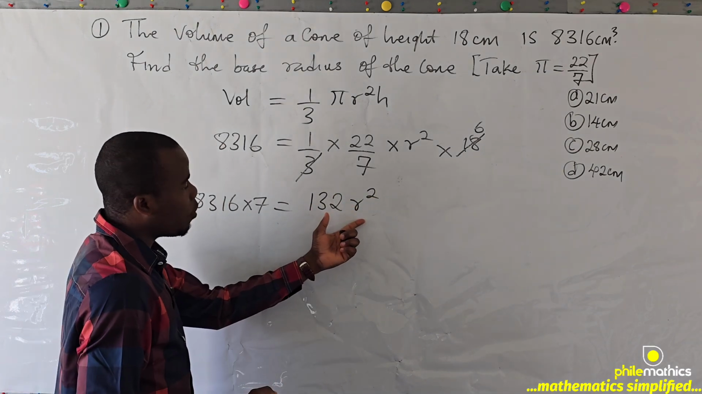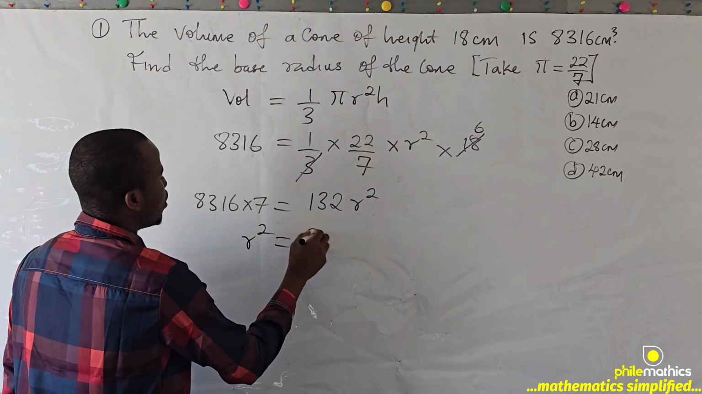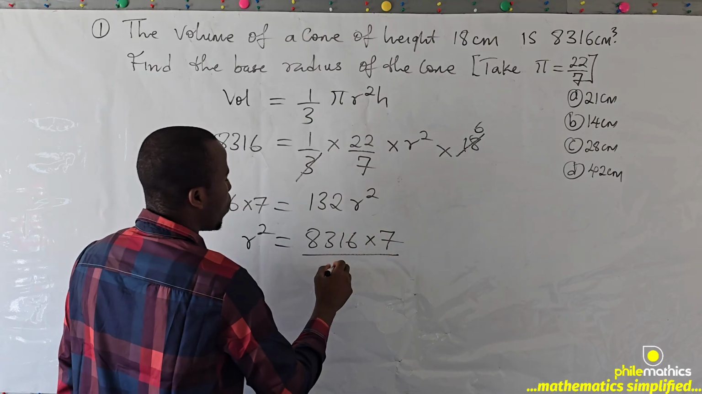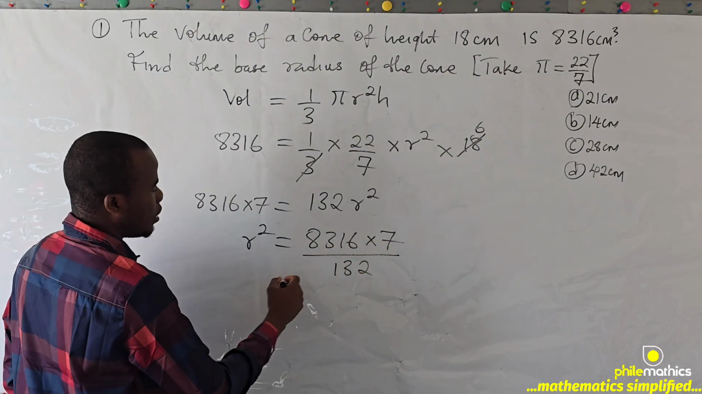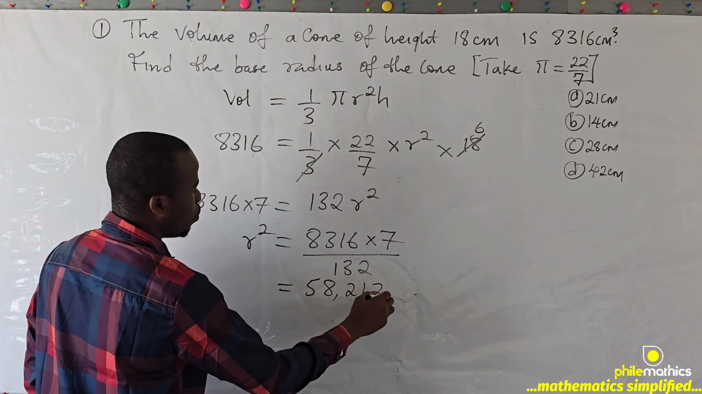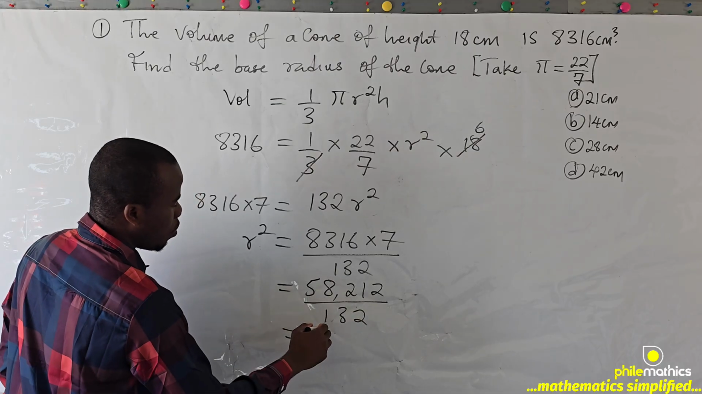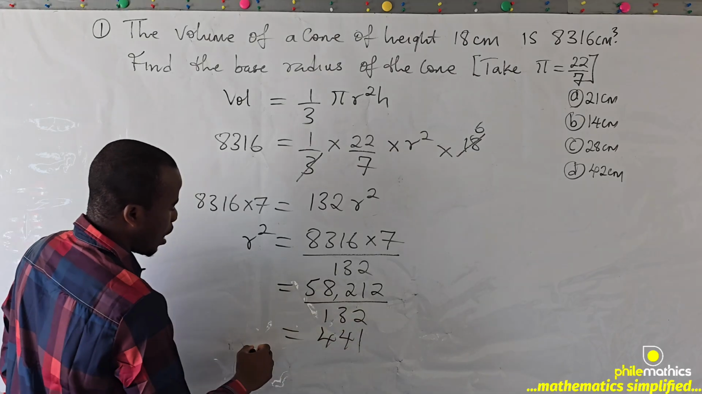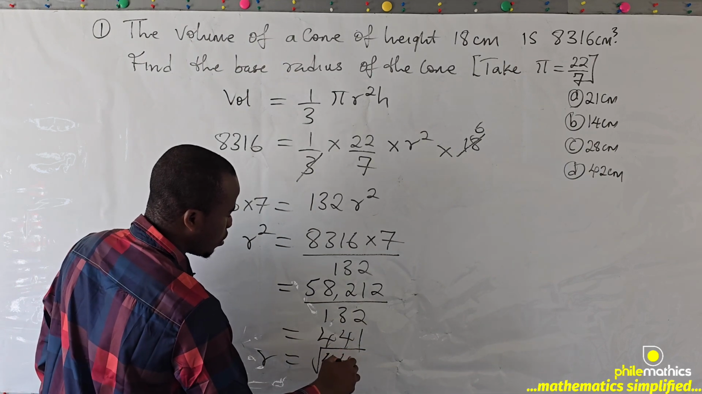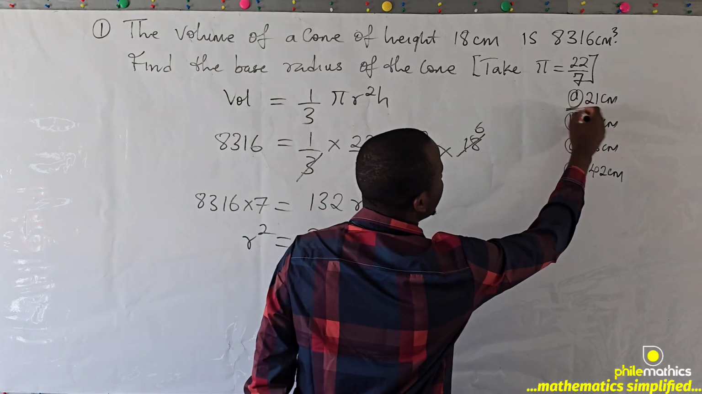Since we're looking for r, we divide both sides by 132. So r square gives 8316 times 7 over 132. And if we multiply this, we get 58,212 over 132. This gives 441. And to get r, you take square root of both sides. This is 21 cm, which is A.